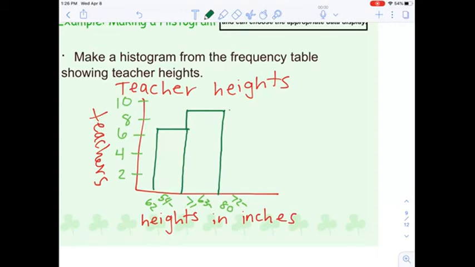And then for 72 to 80, there were 4. So I'm going to start my bar at 4 and bring it down. Again, no spaces in between. And our histogram is finished.